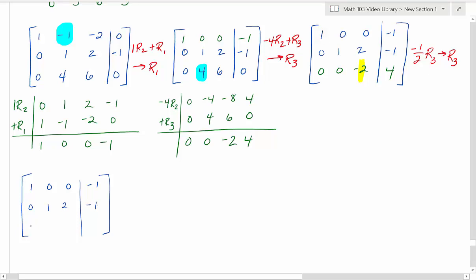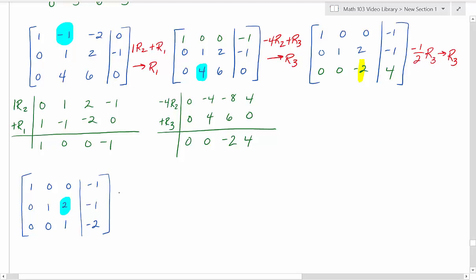Negative 1/2 times 0 gives me zeros. Negative 1/2 times negative 2, that's a positive 1. And negative 1/2 times 4, negative 2. Now that we have our leading one third row, third column, we want zeros above it. There's only one number that needs change. That 2 needs to be turned into a 0.